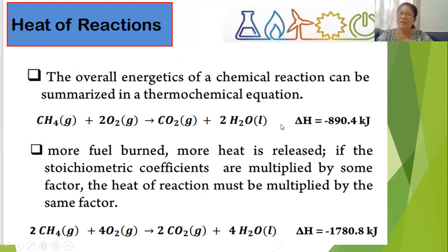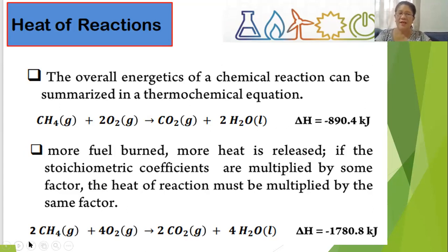Do not worry because for our enthalpies, delta H of reaction, we have standard constants for that. To summarize this, delta H will be equivalent to negative 890.4 kilojoules. What kind of reaction is this? Is it endothermic or exothermic? Always remember, our delta H will be greater than zero if it is endothermic. Our delta H will be less than zero if it is exothermic. Therefore, this kind of thermochemical equation is an exothermic reaction. So, the more fuel is burned, the more heat is released. Always remember, the more fuel is burned, the more heat is released.